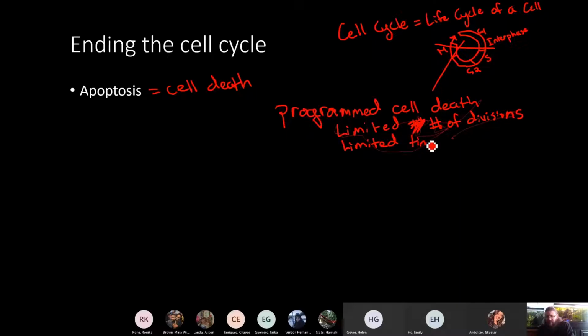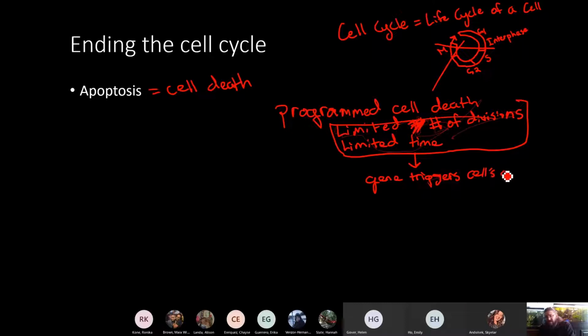Limited time. And then you have a gene that triggers the cell's own death. So, programmed cell death. You have a limited number of divisions or a limited time of being alive, and then a gene triggers the cell's own death. That's programmed cell death. You can also have apoptosis signals.